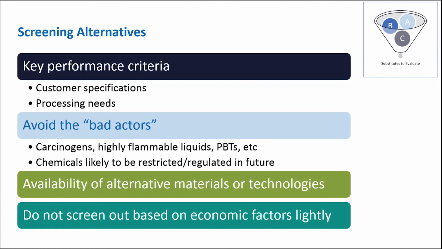Clarify what your key performance criteria are at this step. This doesn't mean you will use every performance metric associated with your process or product. Focus on the variables that are of the highest priority. Customer specs and processing requirements can help. As part of your scoping efforts, you should have already identified the hazard and exposure characteristics your company is trying to avoid. These become very useful screening criteria.